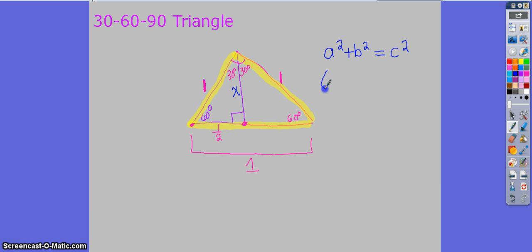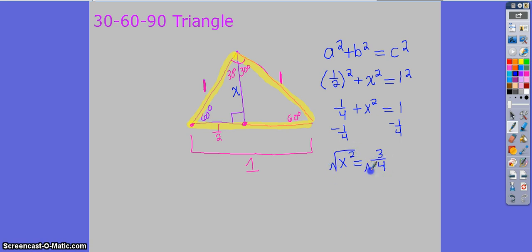So one of our legs is 1/2. So I have 1/2 squared. This leg is what we're trying to find. I don't know what it is, so I called it x. So 1/2 squared plus x squared equals the hypotenuse squared, and we know the hypotenuse is equal to 1 because that was the radius of the unit circle. So equals 1 squared. Now we just need to solve this for x. So 1/2 squared is going to be 1/4 plus x squared is equal to 1. If I solve this equation for x, I need to subtract 1/4 from both sides. That leaves me with x squared is equal to 3/4. 1 minus 1/4 is 3/4.